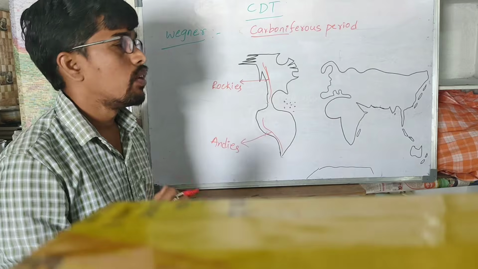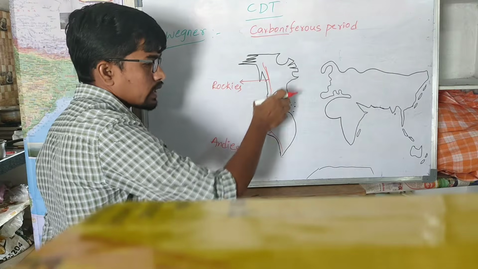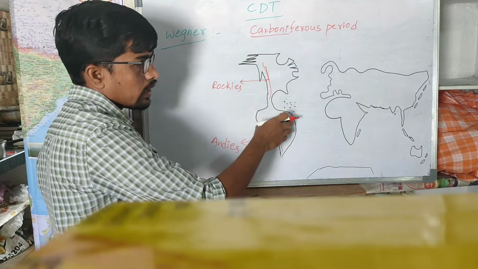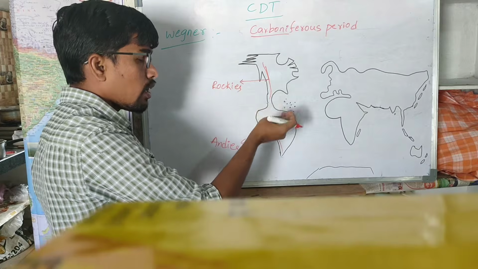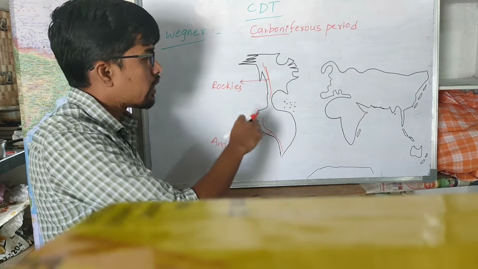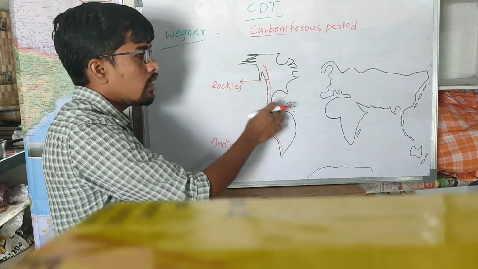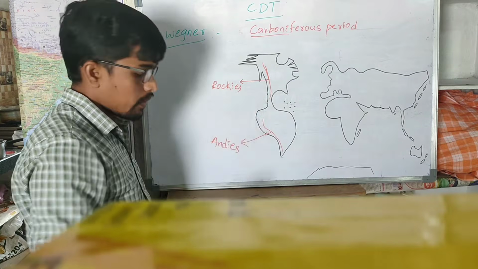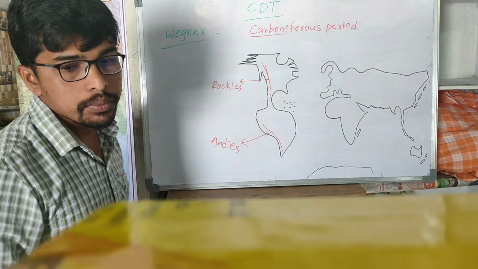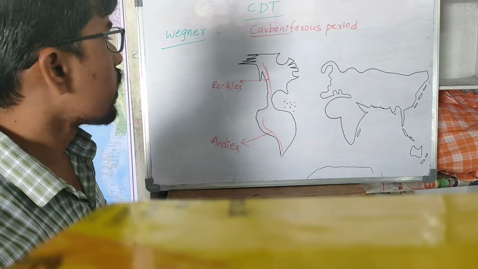But here there is a fault. Why? Because this was the sial, according to Wagner. Sial is always floating on the sima, but here sial is crumbling with the sima. So this was the fault which we observed in Wagner's theory.